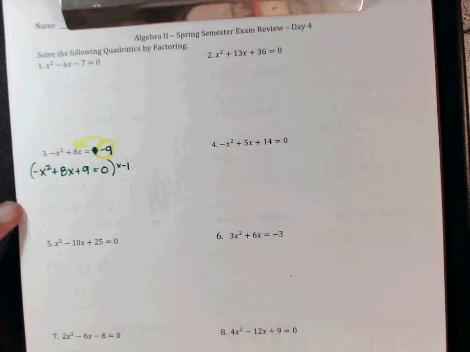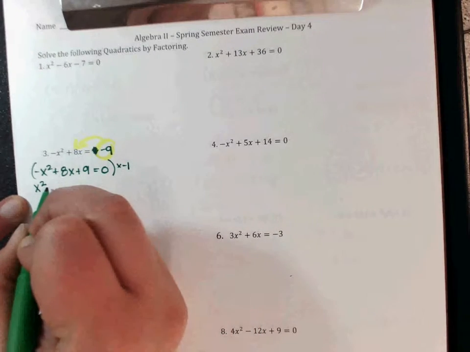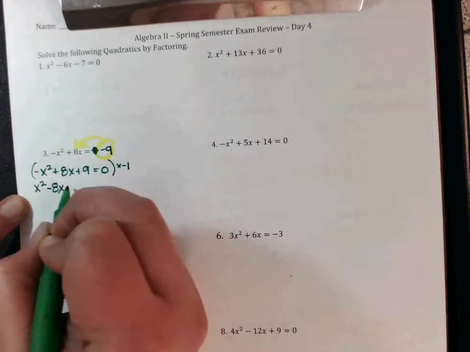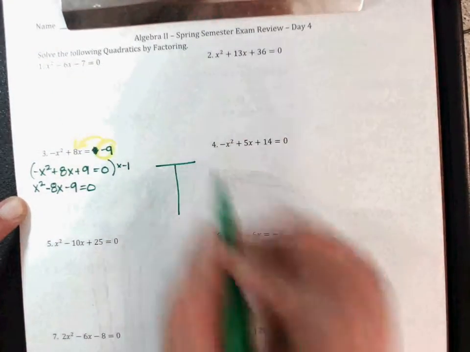So my x squared will switch to be a positive. My 8x will turn to a what? Negative 8. Now it's a negative. What about my 9? Now it's a negative. Then from here, you're ready to t-chart.